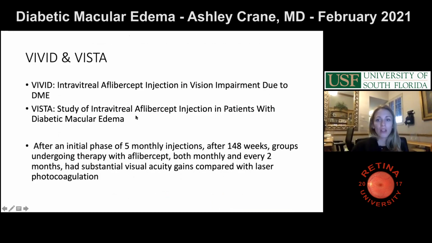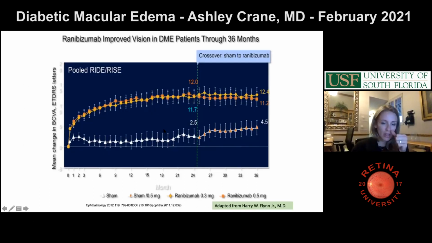Does that also show that earlier initiation will lead to quicker results? Because if you look at the crossover portion, they don't actually. They don't. Yes, that does. At the crossover, they don't reach the top. They don't reach where ranibizumab was. So yeah.